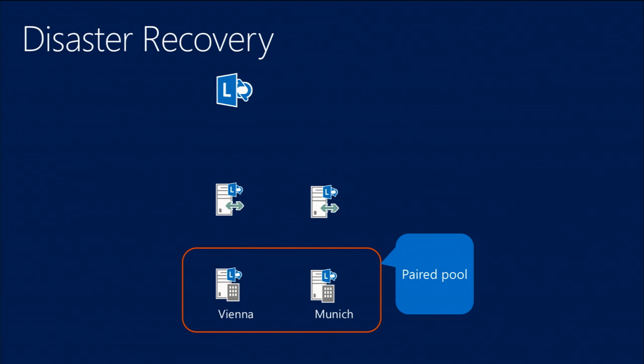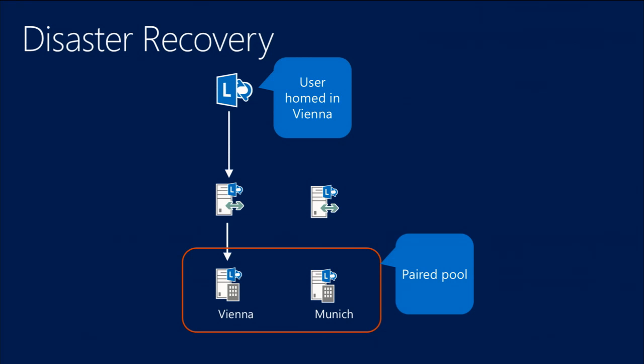So there's our 2 data centers, Vienna and Munich. They're paired. The pools that we have deployed are paired. We have 2 edge pools, one in Vienna, one in Munich. My user's homed in Vienna. I come in through the Vienna edge. I hit the Vienna pool. I'm signed in. I'm happy. Life is good. The Vienna site craters. Right? All that's left now is Munich.